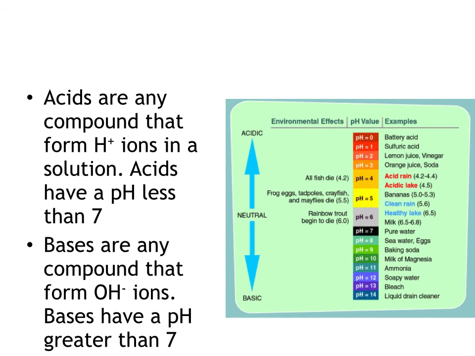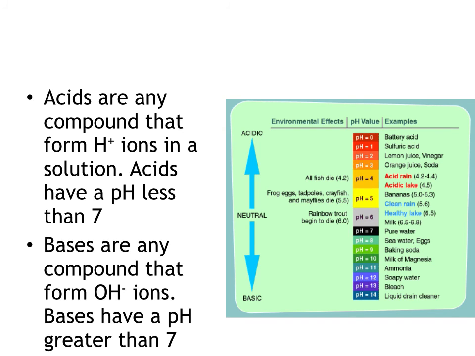So if we look right here, acids are going to be any compound that forms H+ ions in a solution. Acids have a pH less than 7. So if we look at this chart right here, they are in the red, orange, and yellow colors. Right? Bananas are going to be acidic, but they're not very acidic. Okay? But very acidic, battery acid, has a pH of 0. It's very acidic. Okay? So the lower the number, the more acidic it is. The further from 7 it is, the more acidic it is.